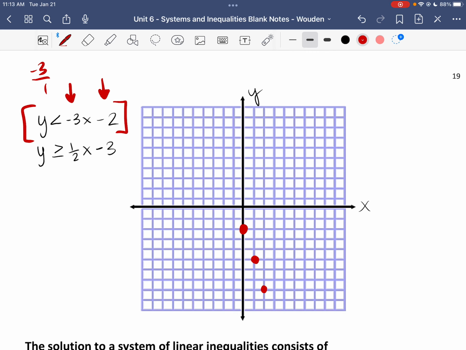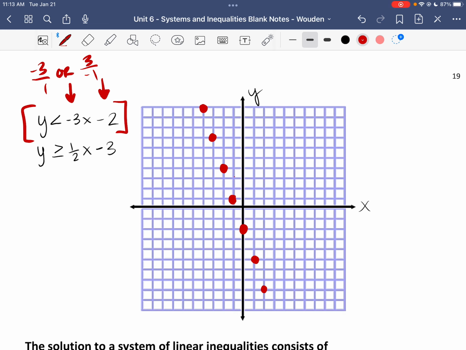Okay, then I'm going to do the inverse of that. So instead of -3 over 1, I'm going to do 3 over -1, which means that from my y-intercept at -2, I'm going to go up 3, to the left 1, because I'm just doing the opposite of that, okay? Then I go up 3, to the left 1. Up 3, to the left 1.